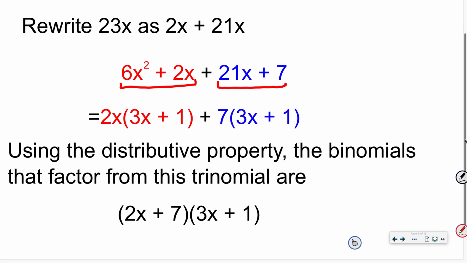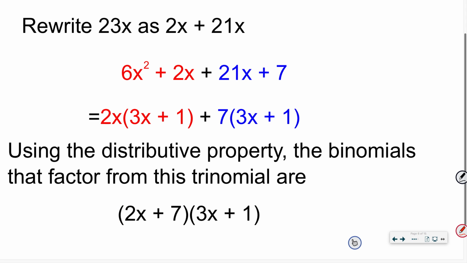So from this level, we're going to go through the entire process, but from this level here, once I have it broken out, I'm going to factor out the greatest common factor of these two terms and the greatest common factor of these two terms, leaving me with one binomial and then the other binomial was what I factored out.